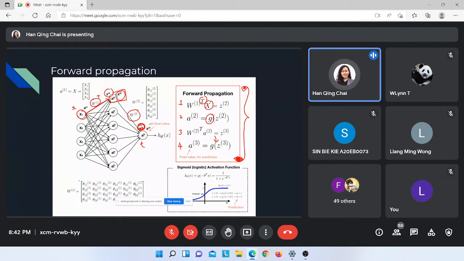Okay, so this looks very complicated, but if you try to understand it, don't be too hard on yourself. And yeah, you can basically understand what it is.